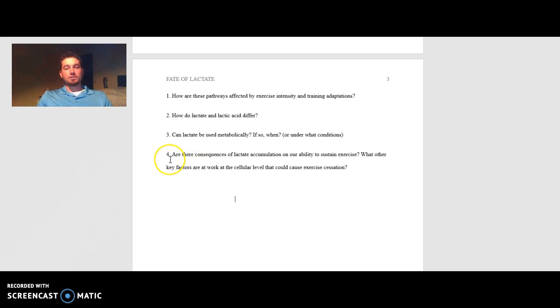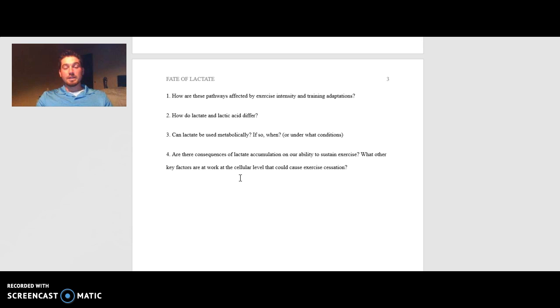And then we have our last question here. Are there consequences of lactate accumulation on our ability to sustain exercise? What other key factors are at work at the cellular level that could cause exercise cessation? So first off, glycolysis is obviously extremely rapid. It's able to provide us with energy when we're performing quick bursts of energy, like anaerobic exercise. The issue is that it's only producing 2 ATP each time, so we're not getting that much energy out of each reaction. Because of this, obviously our energy demands are going to increase beyond what we're able to produce through glycolysis and the Cori cycle.